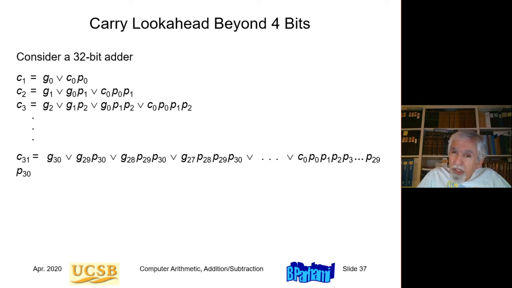Furthermore, nothing is shared between these carries, so the complexity of the circuits for the carries adds up. So you have to have 31 different carry circuits. That adds to the complexity.